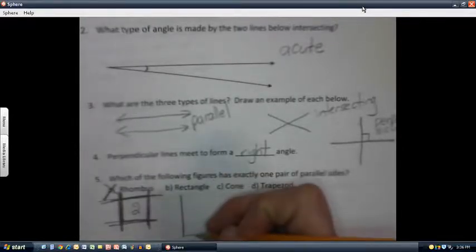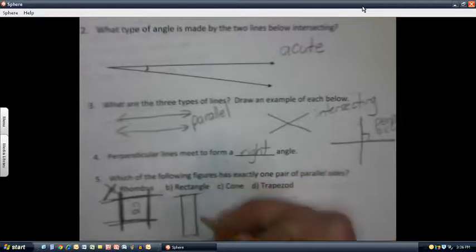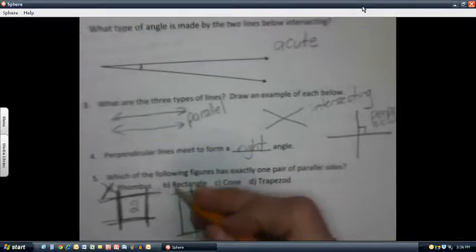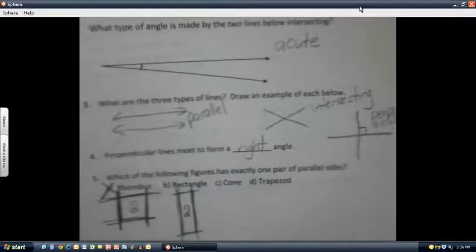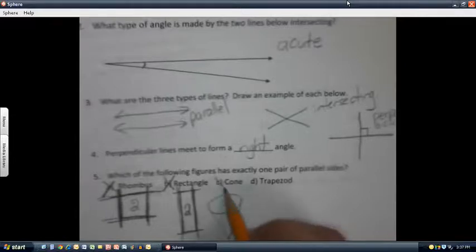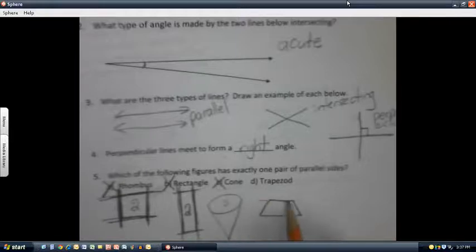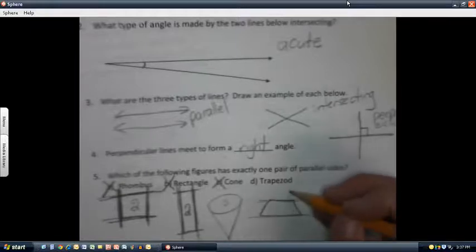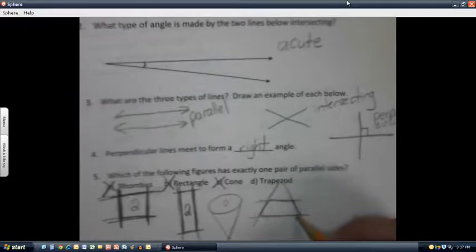A rectangle, like a square, has 2 pairs of parallel sides, so that's not right. A cone doesn't really have any parallel sides. And a trapezoid that looks like this has a pair of parallel sides, and these lines are intersecting lines if we extend them. So this has only one pair of parallel sides.